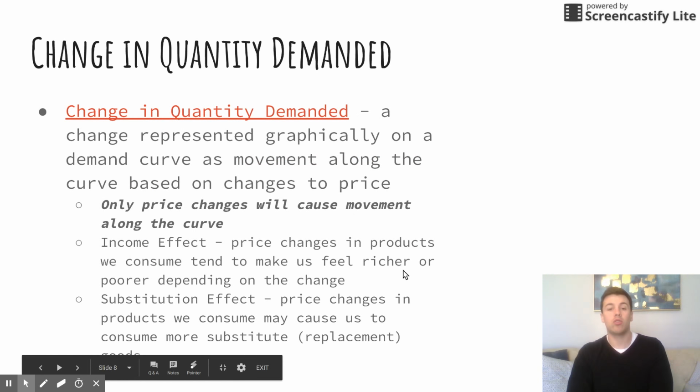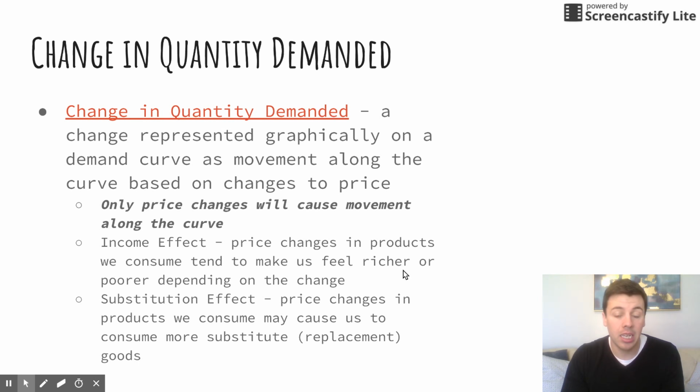If we move on to change in quantity demanded, this is a graphical representation here. A change in quantity demanded is represented graphically on a demand curve as movement along the curve. This is always going to be based on price. Now, this is pretty simple, and this is the only thing that can happen. But as we add levels of complication to this, it's going to be something that people mix up. So I'm trying to be very clear with it now, and I'll continue to do so.